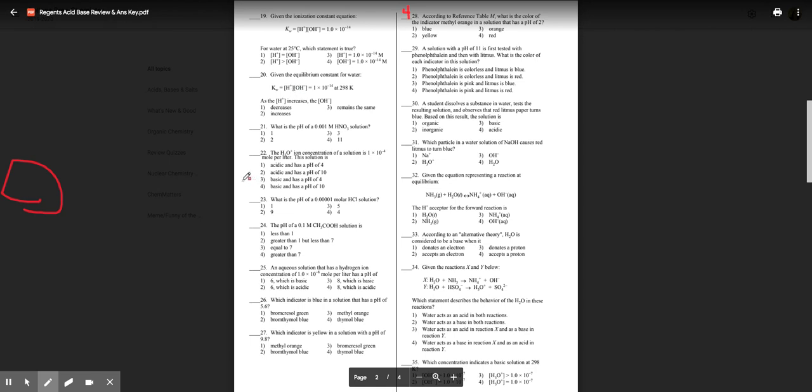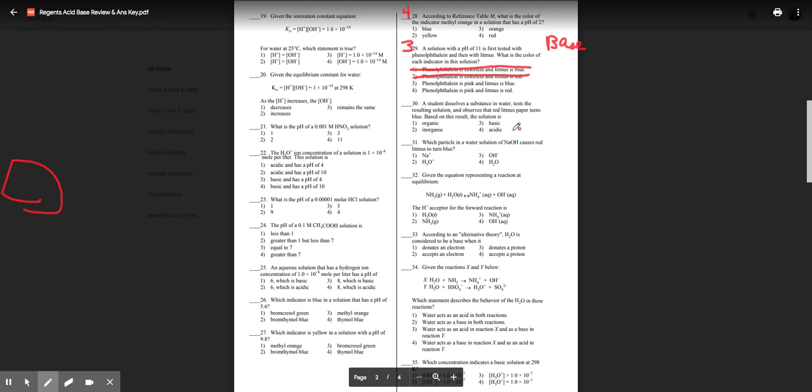A solution with a pH of 11, that means base, is first tested with phenolphthalein and then with litmus. What color is each? So I'm going to take a look at table M. I know that a pH of 11 is to the right of the range, so it's going to be pink. So not those. And with litmus, pH of 11 is also on the right, so that's going to be blue. So litmus is blue, choice 3.